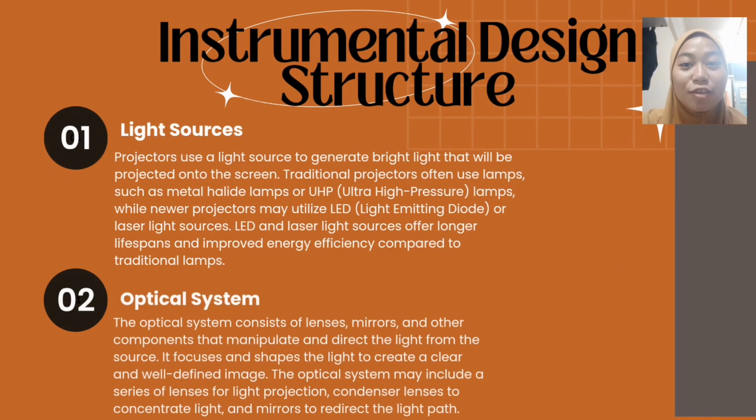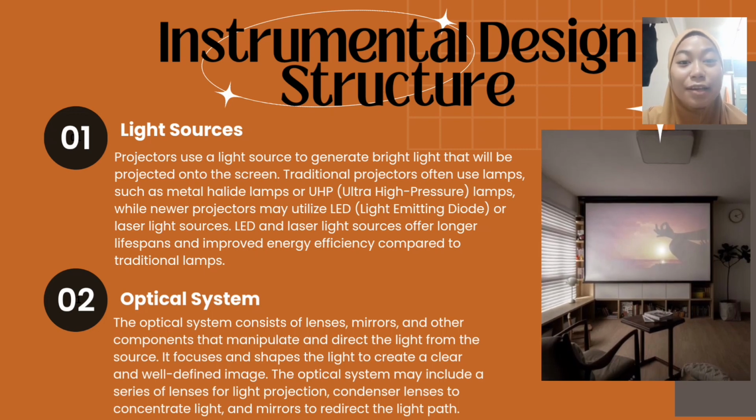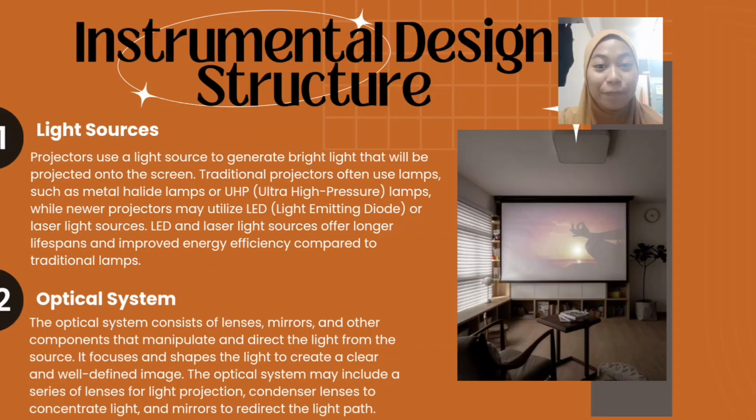For the instrumental design structure of the projector, we have 7 main components. The first is light sources. A projector uses light sources to generate bright light that will be projected onto the screen. Second, we have the optical system. The optical system consists of lenses, mirrors, and other components that manipulate and direct the light from the sources.